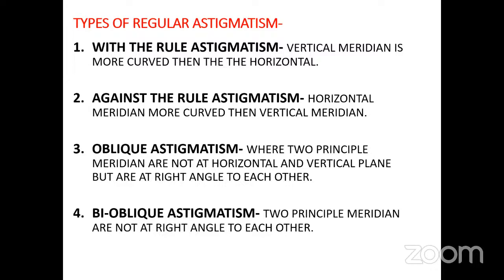Okay. So regarding the spectacle prescription, I think you told the right thing. What is with the rule astigmatism? Suppose a patient has -1 spherical and -2 cylinder at 180 degree. Then is it with the rule or against the rule? So again, will you say it once more? The question: -1 spherical and -2 cylinder at 180 degree. Is it with the rule or against the rule?